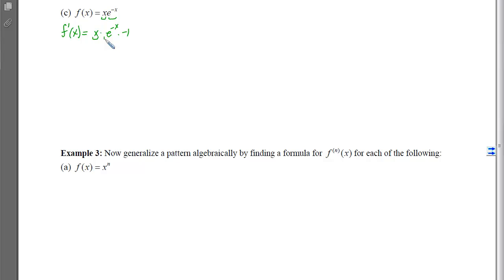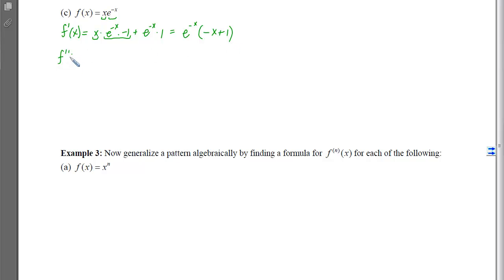So here was my first times the derivative of the second, plus the second times the derivative of the first. Before I take the derivative again, I'm going to factor that e to the negative x. And notice that I have a negative x plus a 1.